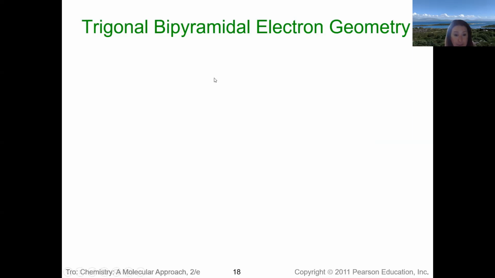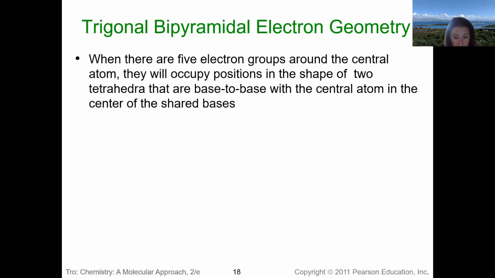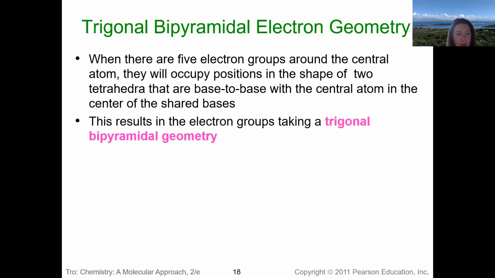Okay, trigonal bipyramidal. When there's 5 electron groups around the central atom, they're going to occupy positions that are both axial and equatorial. So we call this trigonal bipyramidal.